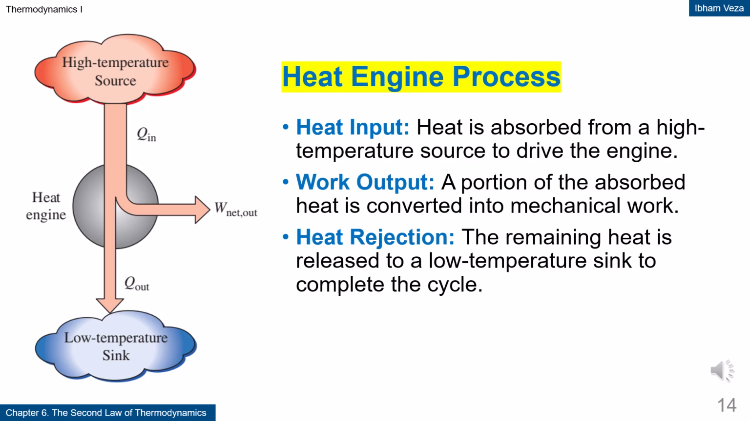Heat engine process. A heat engine works by absorbing heat from a high-temperature reservoir. Part of this heat is then converted into useful work. The remaining heat that cannot be converted must be rejected to a low-temperature reservoir. This process is always in the form of a cycle, so the engine can operate continuously. This structure clearly shows the limitation imposed by the second law.